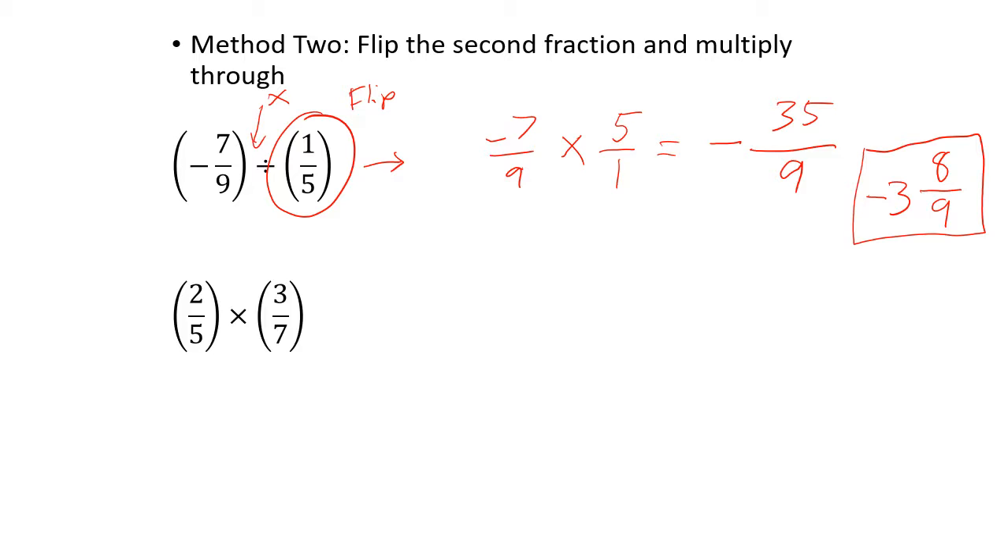Okay, so it's going to be our answer. We can do this multiply one right here, so just multiply straight through. 2 times 3 is 6. 5 times 7 is 35. And so that's what our answer would be for this.